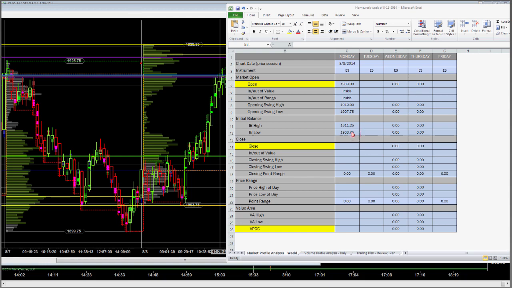You need to understand it's like that opening hour on the ES is like setting the table, and the base of that table is really, really narrow. It's really, really small. That table can get tipped very easy. So the likelihood of range extension is significant if you've got a really small IB.